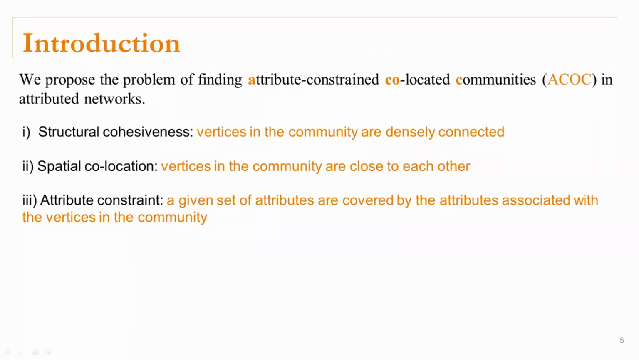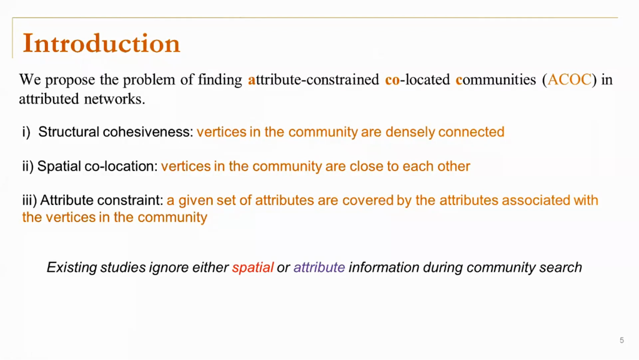We propose the problem of finding attribute-constrained co-located communities in attributed networks. These communities have the following features. First, structural cohesiveness: vertices in the community are densely connected. Second, spatial colocation: the vertices in the community are close to each other. Third, attribute constraint: a given set of attributes is covered by the attributes associated with the vertices in the community. Existing studies ignore either spatial or attribute information during community search, and that's why we propose this problem.